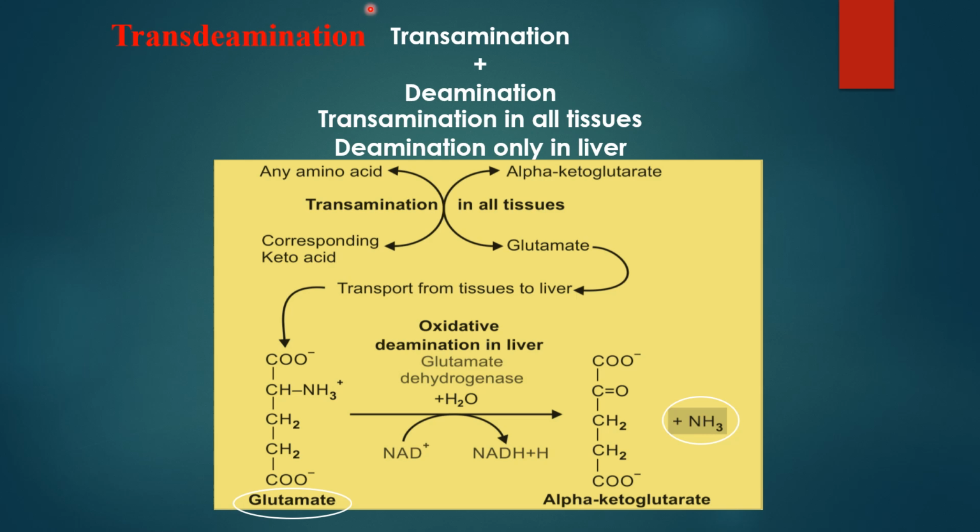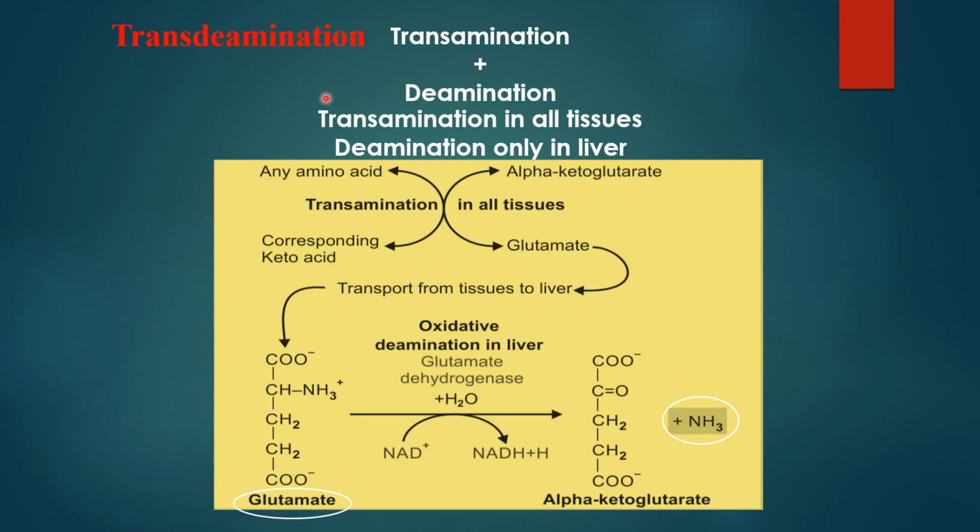Deamination. This is a hybrid term. It's the combination of two terms, transamination and deamination reaction. So transamination, as we have seen in the previous slides, is the most important reaction of amino acids, which is happening in all the tissues, and we have also seen the biological importance of the transamination reaction.